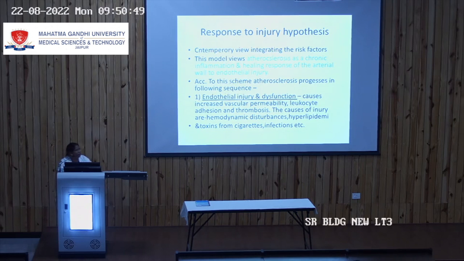Now, the injury to the endothelium is reflected in increased vascular permeability, more leukocyte adhesion, and thrombosis. The causes of injury are hemodynamic disturbances, hyperlipidemia, and toxins from cigarettes and infections. Hemodynamic disturbances occur due to hypertension. Hyperlipidemia, you have read various causes of hyperlipidemia, and toxins from cigarette smoking, infections, etc.